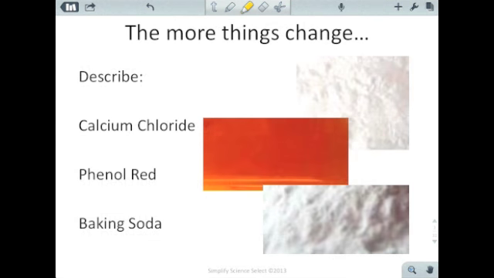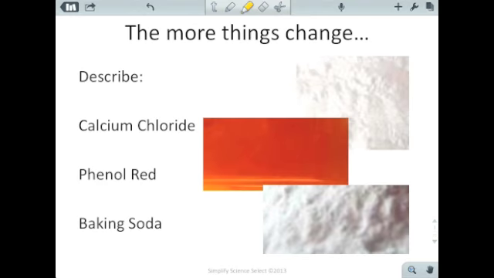Now, in the More Things Change investigation, we were asked to look at calcium chloride, phenol red, and baking soda. The one thing we have to do is describe these things, and just by their appearance we can look at calcium chloride and say it's a fine, white, granular solid. The phenol red, we could say it's a red liquid with a viscosity similar to water. Baking soda, we could say it's a fine, white, powdery solid. Basically, we could describe these things as we saw them.